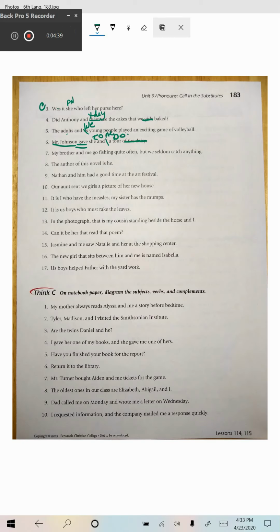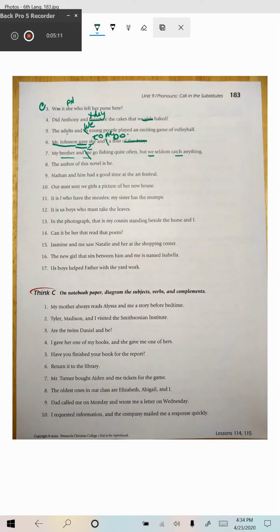My brothers and me go fishing quite often, but we seldom catch anything. All right, so we have me and we have a we later. Let's look at the me. The brothers and me are the subject, and we go fishing. Does me go fishing? No, I go fishing. Do we seldom catch? We catch. We is the subject of this half of the sentence. Do we use we for nominative? Is it we, nominative case for the subject? It is, so that one's fine.